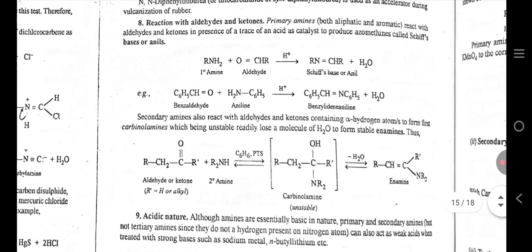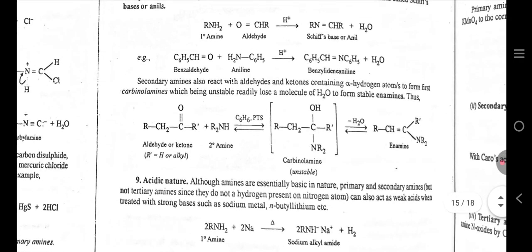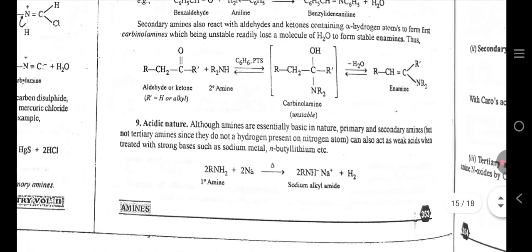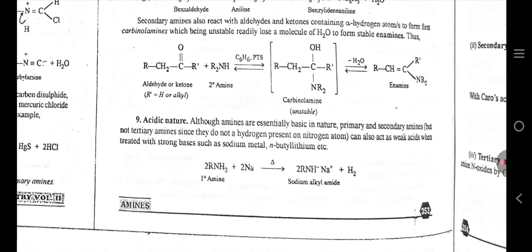Reaction with aldehydes and ketones. Primary amines, both aliphatic and aromatic, react with aldehydes and ketones in the presence of a trace of an acid as catalyst to produce azomethines called Schiff bases or anils. Secondary amines also react with aldehydes and ketones containing an alpha hydrogen atom to form first carbinolamines, which, being unstable, readily lose a molecule of H2O to form stable enamines.